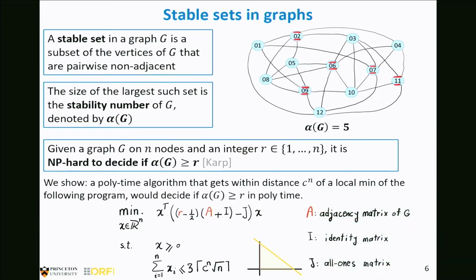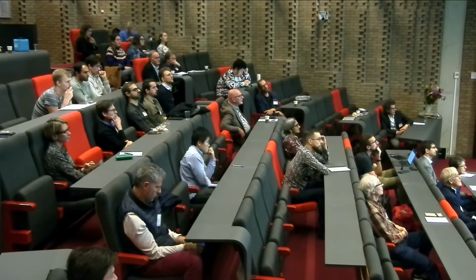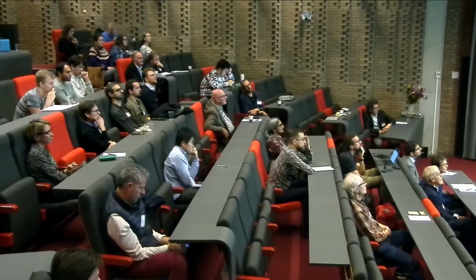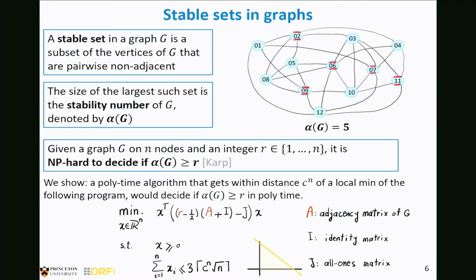So what I'm going to show you is that if there was a polytime algorithm that got within distance c to the n of any local min of the following quadratic program, then this algorithm could solve the stable set problem. So what you carry over from the graph is the adjacency matrix and the scalar r, integer r. So you subtract 1/2 and you construct this objective function. And the constraints are non-negativity on the x and one last constraint which makes the feasible set compact, as requested by Pardalos and Vavasis, right?